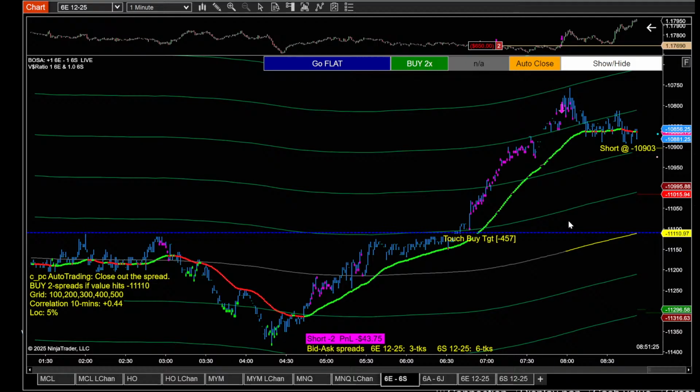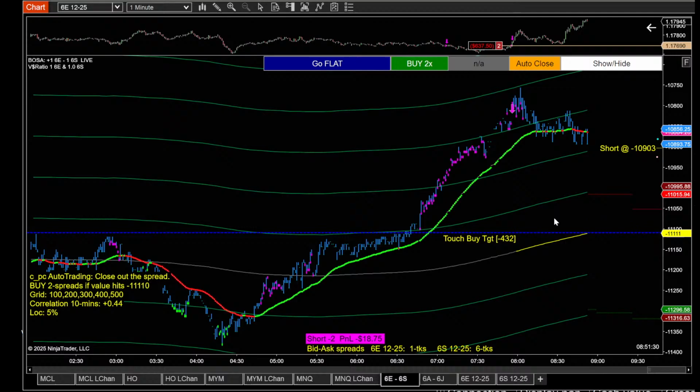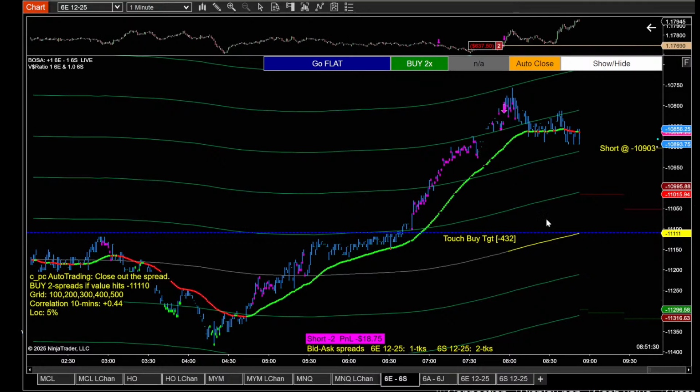And the BOSA system is the only spread trading system for the NinjaTrader platform that I know of where you can buy one instrument and sell another instrument and get a nice looking plot of those two and have some tools to evaluate them and some tools to trade them effectively and quickly. So BOSA is a buy one, sell another indicator, really.